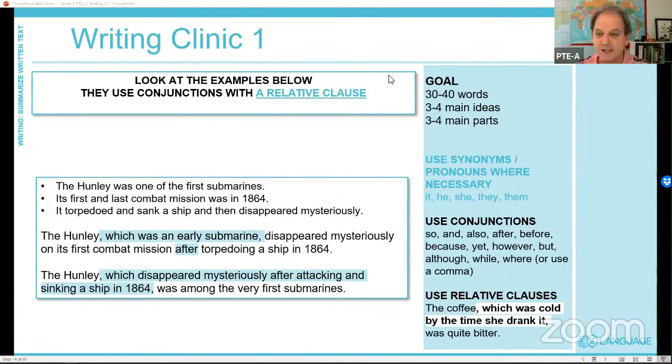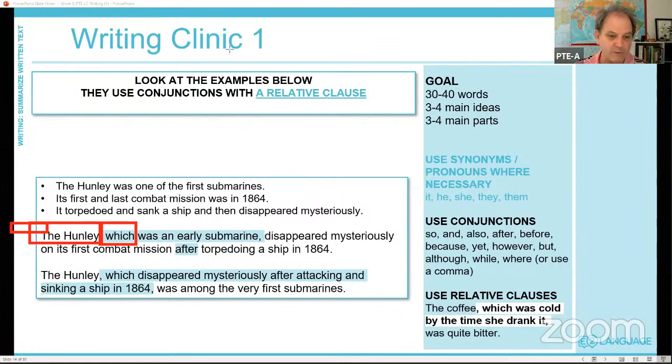So if we look at this sentence here, for example, let's have a look at this part here. The Hunley, which was an early submarine, disappeared mysteriously on its first combat mission. Now, if I was to put a line through that, the sentence would still make sense, but it wouldn't be as detailed. So I add a relative clause to explain a little bit more information about the subject, which is the Hunley, from the information that I've been given, because it further enhances the meaning of the sentence and adds detail.